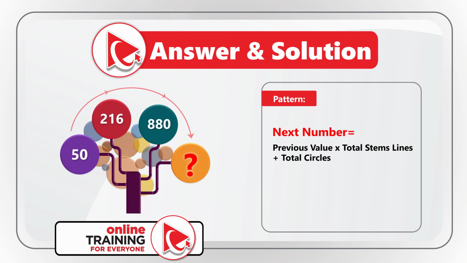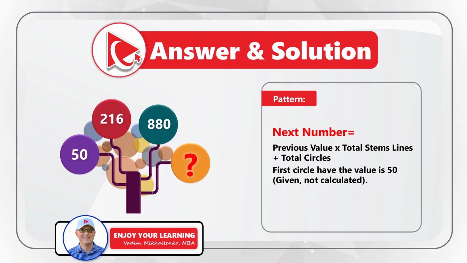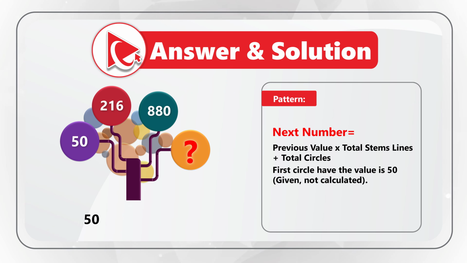Let's look at the example. The first number is 50 in the purple circle, and it's given, not calculated. The second number, though, is calculated: previous number 50 multiplied by 4 plus 16, and the result of this is 216. Third number is calculated as 216 multiplied by 4 plus 16 and equals 880.